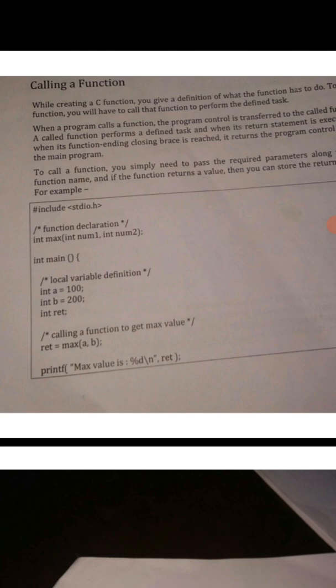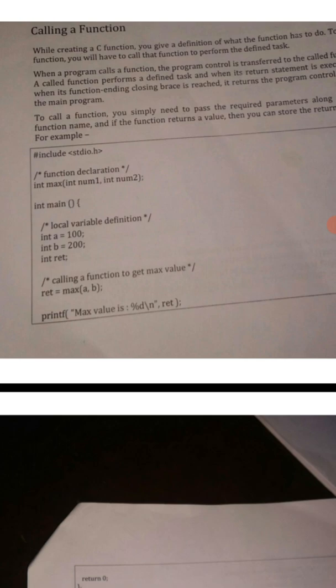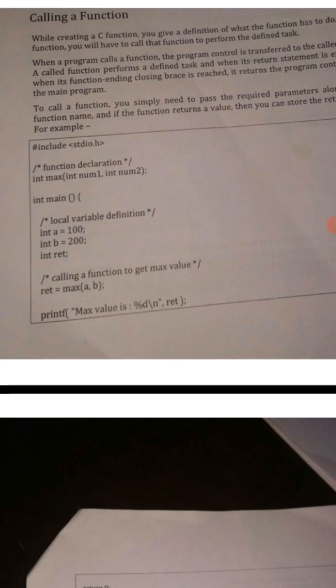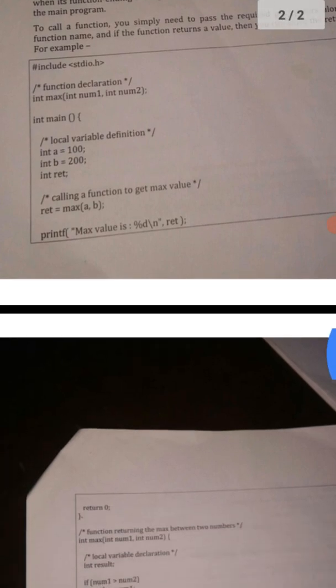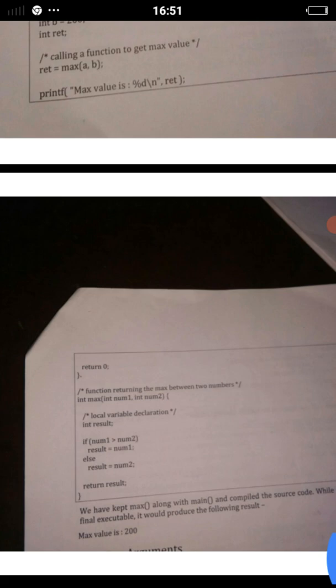#include is the header file, then stdio.h is a standard library. Then int max, integer data type, max is one variable, then in brackets the function declaration, int num1, int num2. Then int main, in local variable definition, int a = 100, int b = 200, that is initializing the values a and b, these are the two variables. Then calling a function to get max value, rate = max(a, b), printf max value %d, this is producing the integer value, then rate, then return 0.